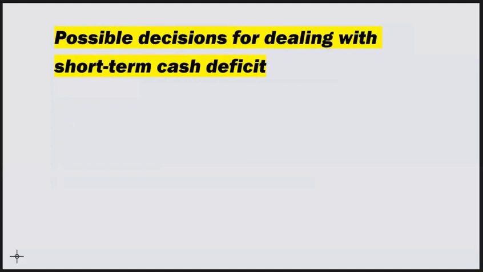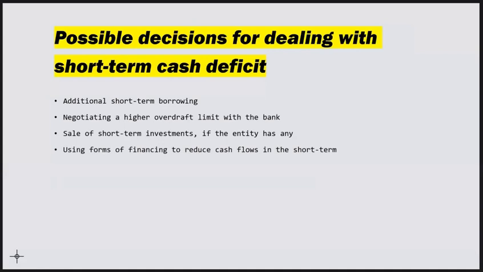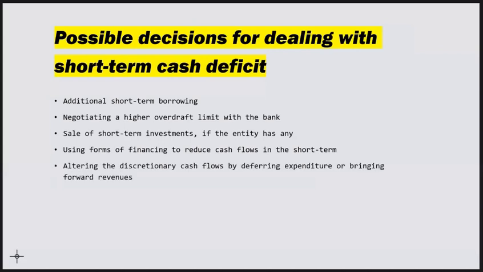So if that short-term deficit does arise then, a business is going to have to make some decisions on how to deal with those. So how could they possibly correct this? Well, they may decide on taking out additional short-term borrowing. They may alternatively negotiate a higher overdraft limit with their bank. Or they may decide to sell some of their short-term investments if they have any. It could be through the use of forms of finance to reduce cash flows within the short-term period. It may even be a case that altering the discretionary cash flows by deferring expenditure or bringing forward revenues may work better in their favour. And that is basically the cash side of the working capital cycle.